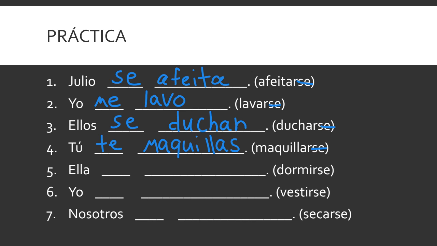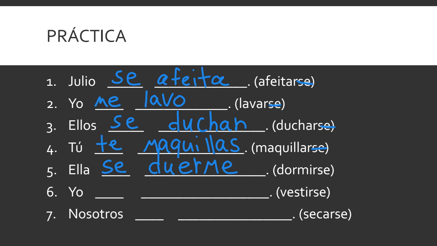Ella dormirse. So she puts herself to sleep. Ella, we need the se for our reflexive pronoun. And then remember, dormir in the present tense is an O to UE stem changer. So we need to change that O to a UE, duer, and then we just add our regular ending. So duerme. Ella se duerme. She puts herself to sleep, or she's sleeping.